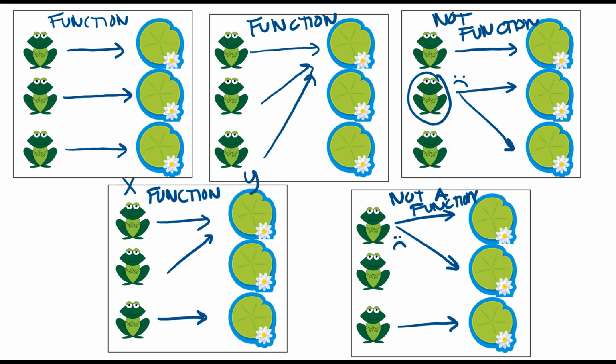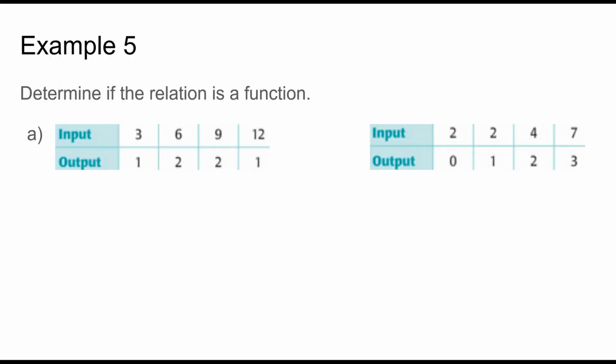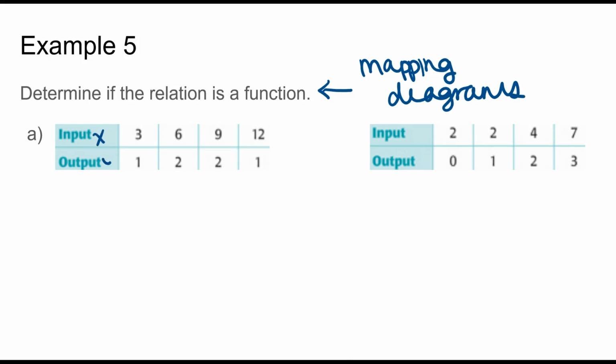to do is think of the x and the y. So determine if a relation is a function. When we're given a table, we're going to make a mapping diagram and see if any frogs or x's have been hurt. So we'll map x and y. Remember, don't just list them out. You want to see the frogs jumping.